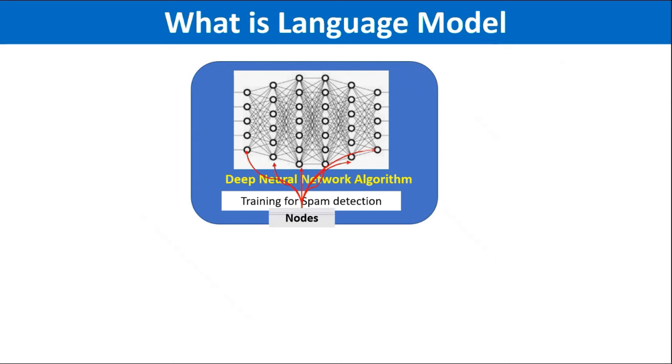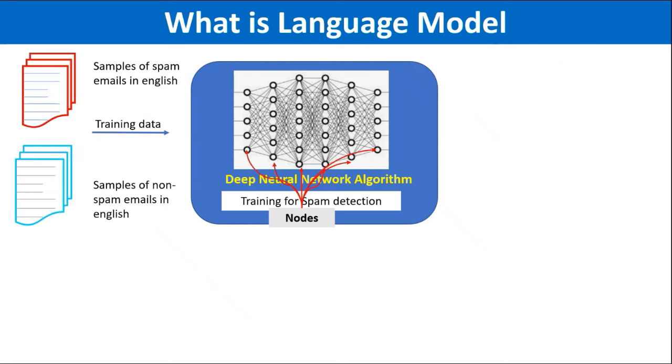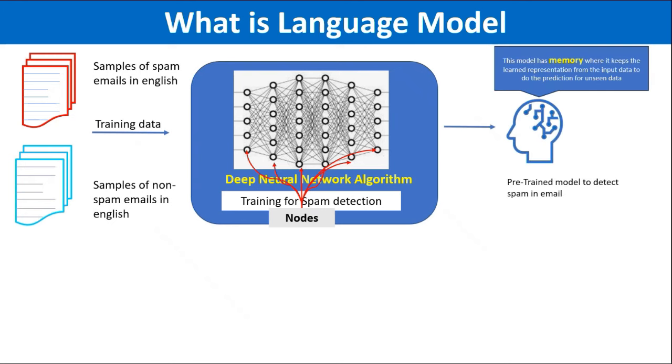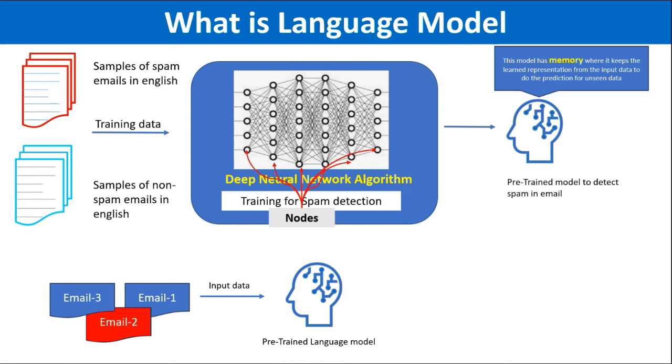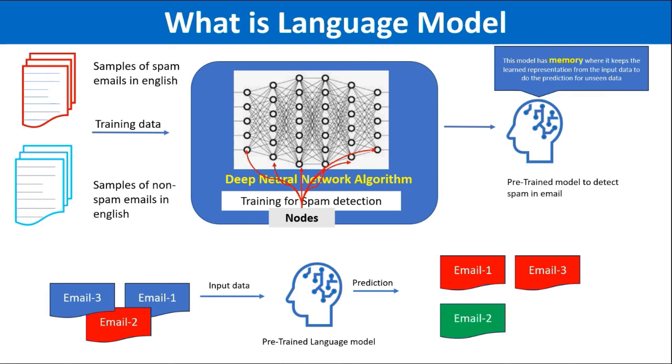All these nodes which you see here are nothing but different functions to learn some pattern in input data. A deep neural network algorithm is fed with samples of spam emails and non-spam emails. The algorithm's primary function is to learn patterns within those sample emails, store the learned patterns in memory, and produce an output called a trained model. Then we test this pre-trained model with new input emails to check if it is able to predict whether an email is spam or not spam.